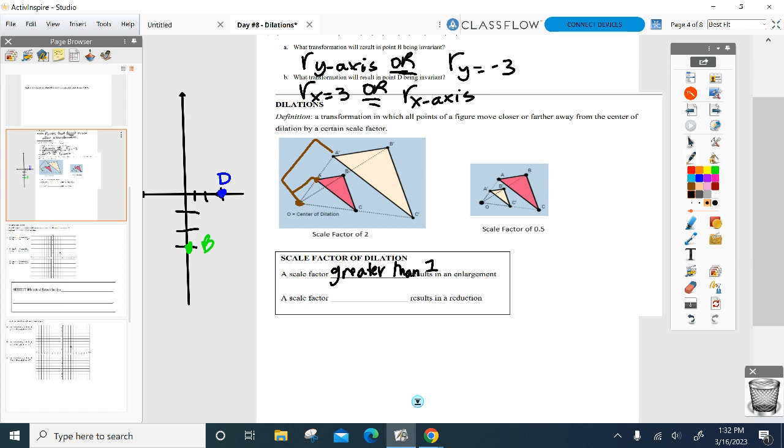All right. What scale factor results in a reduction? Smaller figure. The points get closer to the center. And don't just say less than 1 because we're not going to deal with negative scale factors. I need something more detailed. Less than 1 means it could be negative, and we're not going to deal with negatives. And that doesn't mean a reduction either, just because it's negative. Kyle, you're going to go down this one? Greater than 0, less than 1. There we go. A scale factor between 0 and 1. Good work.